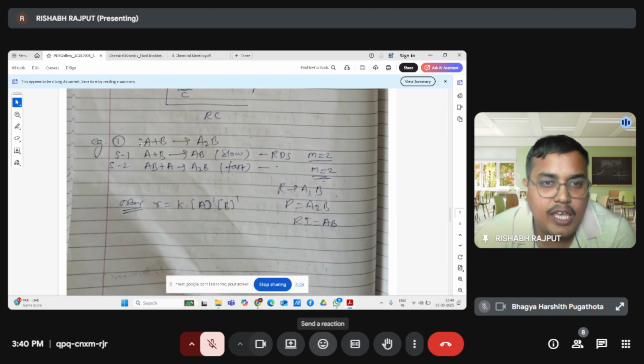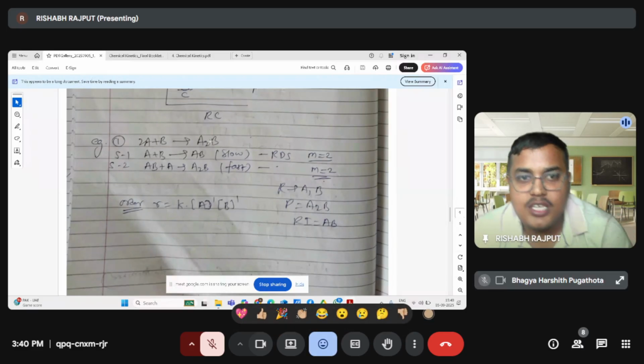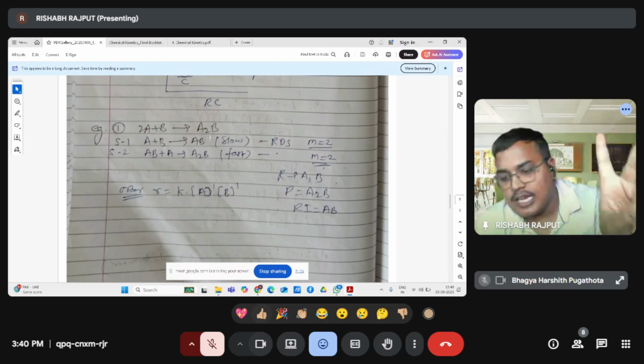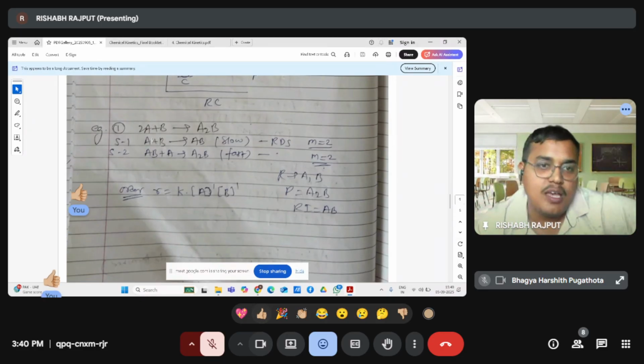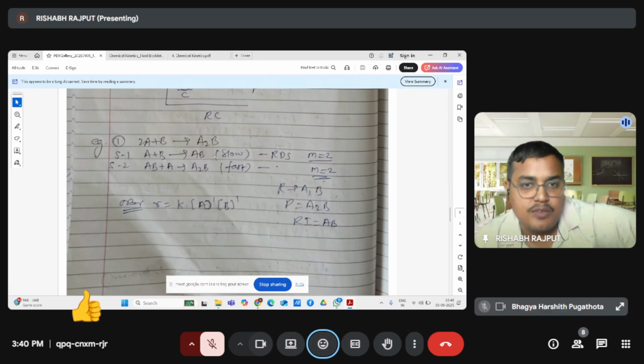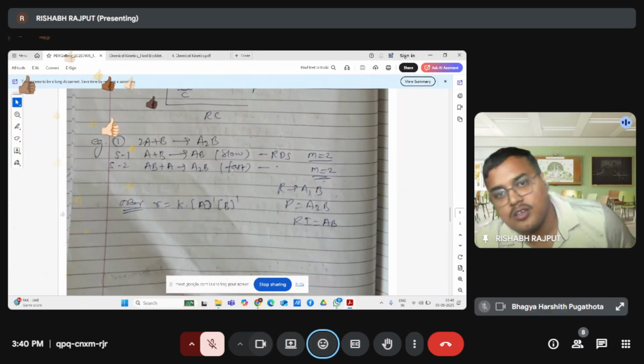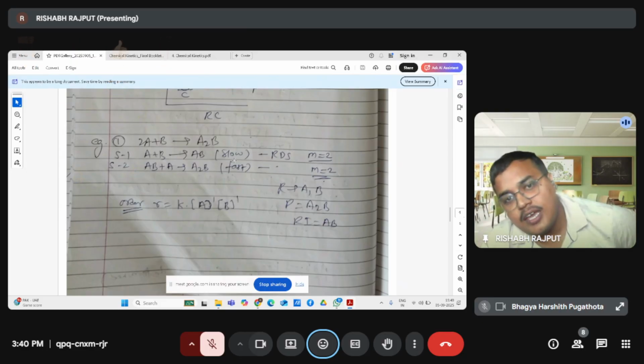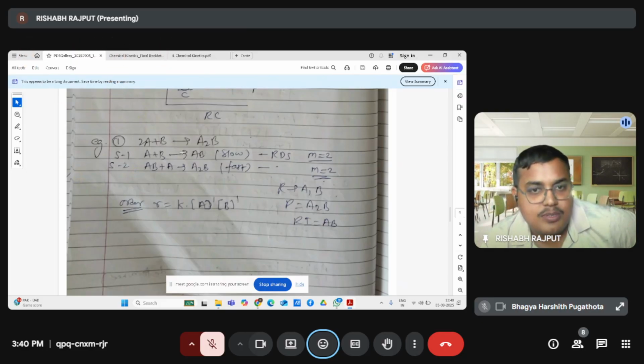For a complex reaction, I will give you an example: 2A plus B becomes A2B, and this reaction happens in two steps. The first step is A plus B becomes AB, then the second step is AB plus A becomes A2B. The first step is very slow and the second step is very fast. So when I say slow, it means the first step is slow compared to the second step.